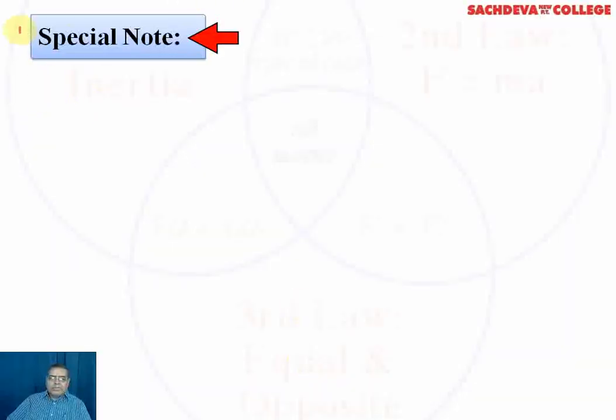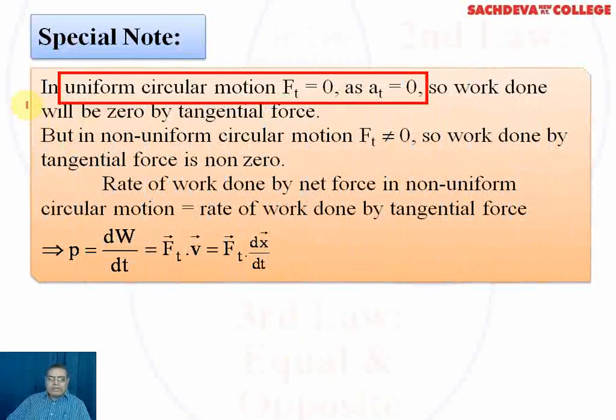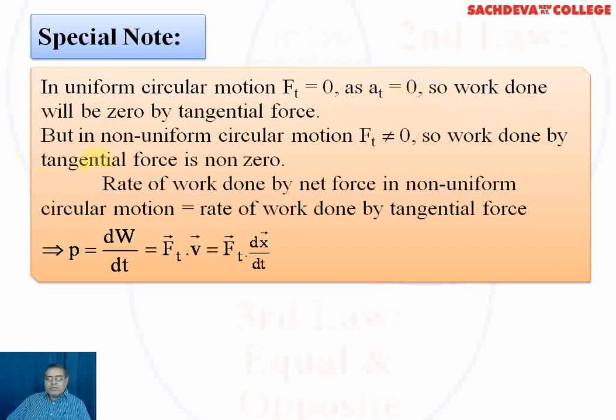Now there will be a special note regarding uniform circular motion. In uniform circular motion, Ft will be 0. That is, tangential force is 0 as tangential acceleration is 0. So work done by tangential force will be 0. But in non-uniform circular motion, Ft is not 0, and that's why it is mentioned Ft is not equal to 0. So work done by tangential force is also not 0.